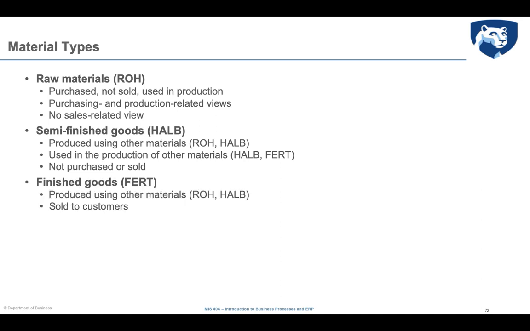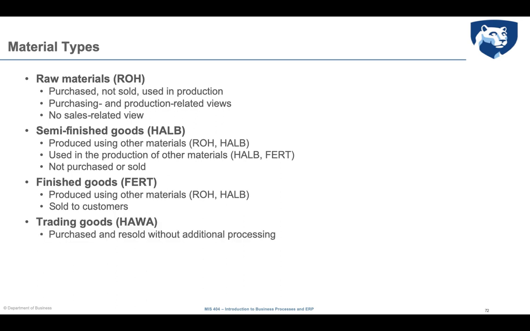Then we have finished goods, FERT, which are finished goods to be sold to customers and use other material like semi-finished goods and raw material to be produced. They're usually sold to customers, which means that they will have production but also sales-related views.